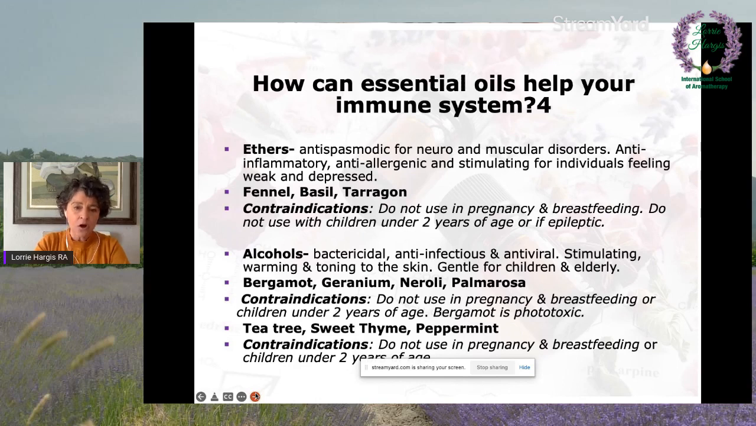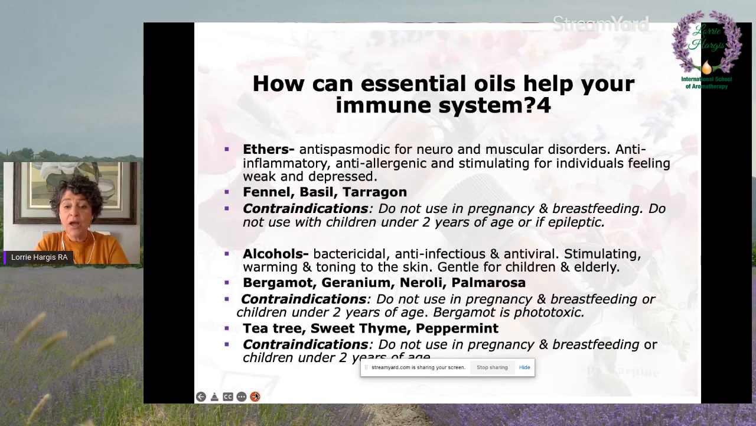Let's go to the alcohol family. This family is anti-infectious, antiviral. They're stimulating, warming, and toning to the skin, and they're gentle for children and the elderly. So we talked quite a bit about them. The helichrysum I was speaking about is Italicum. That was one of the questions here. So yes, that was Helichrysum Italicum, so that way you know.